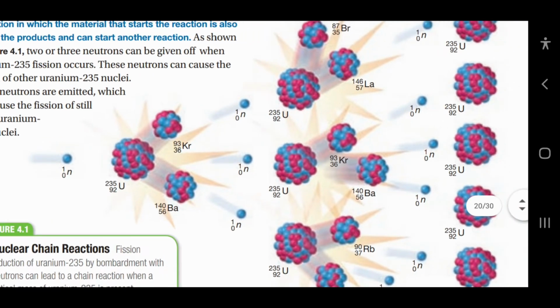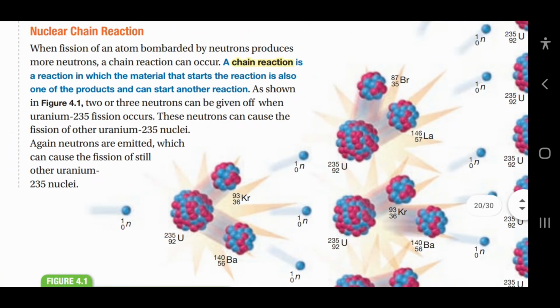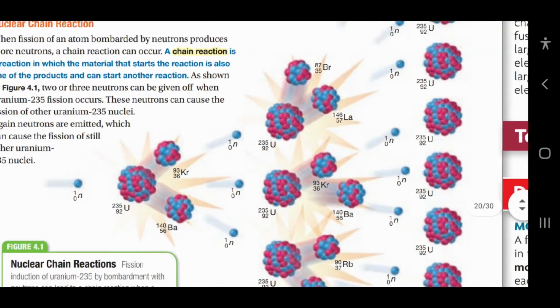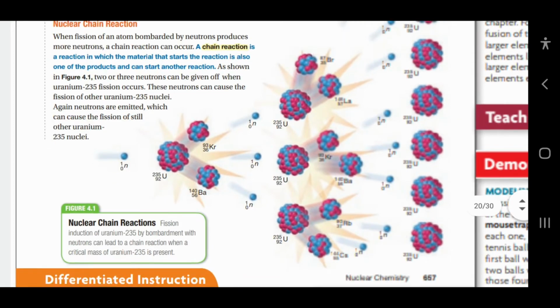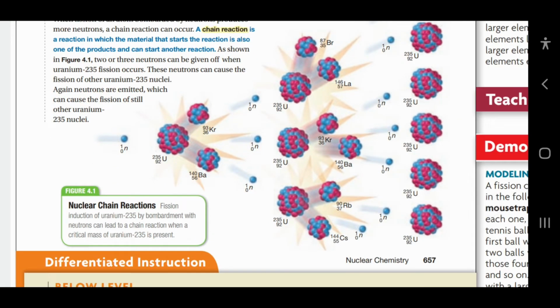Now, this is what we mean by a chain reaction, which is a reaction in which the material that starts the reaction is also one of the products that can start another reaction, as you can see here. So here we start with uranium, and in the second line we have other neutrons, which bombard another quantity of uranium, and so on. The reaction will continue until all of the quantity of uranium atoms is finished. So it will be like a chain.